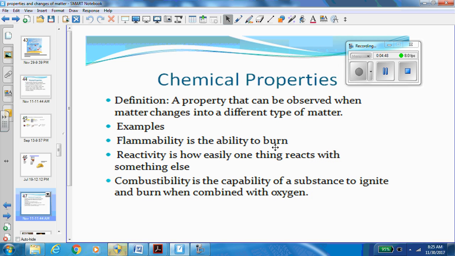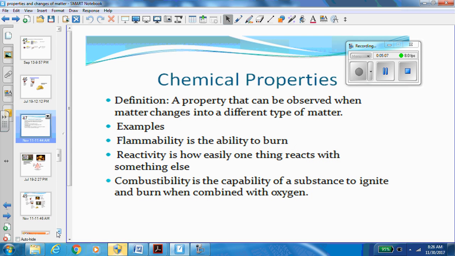Reactivity is how easily one thing will react with something else. Also a chemical property. And then combustibility: the capability of a substance to ignite and burn when combined with oxygen. So all three of these would be examples of chemical properties. I'm not going to be able to observe these until matter goes through a chemical change and changes into something new and different.